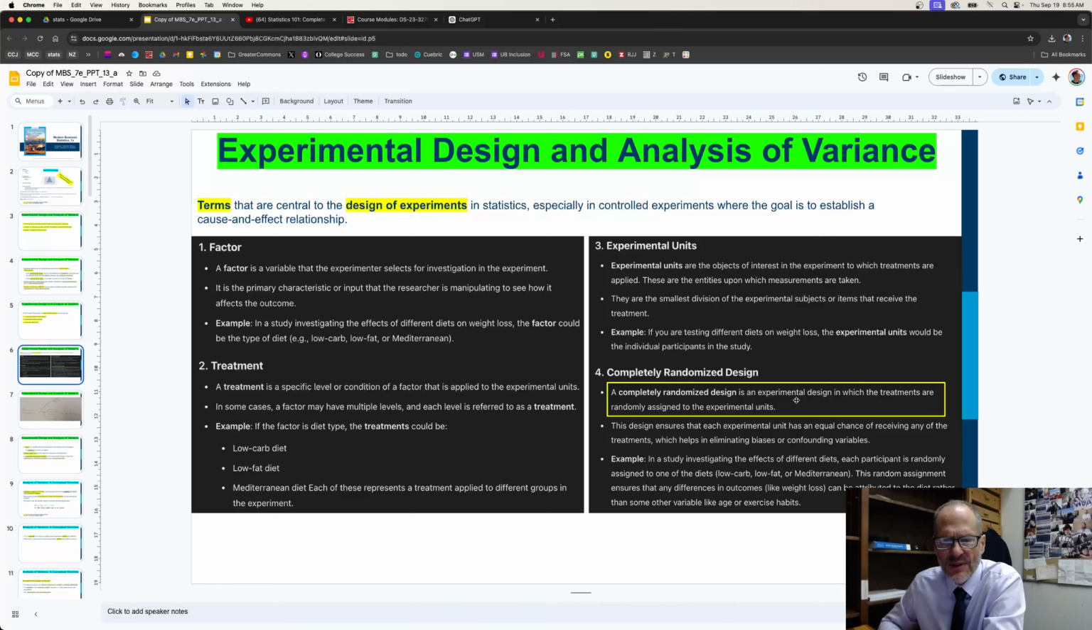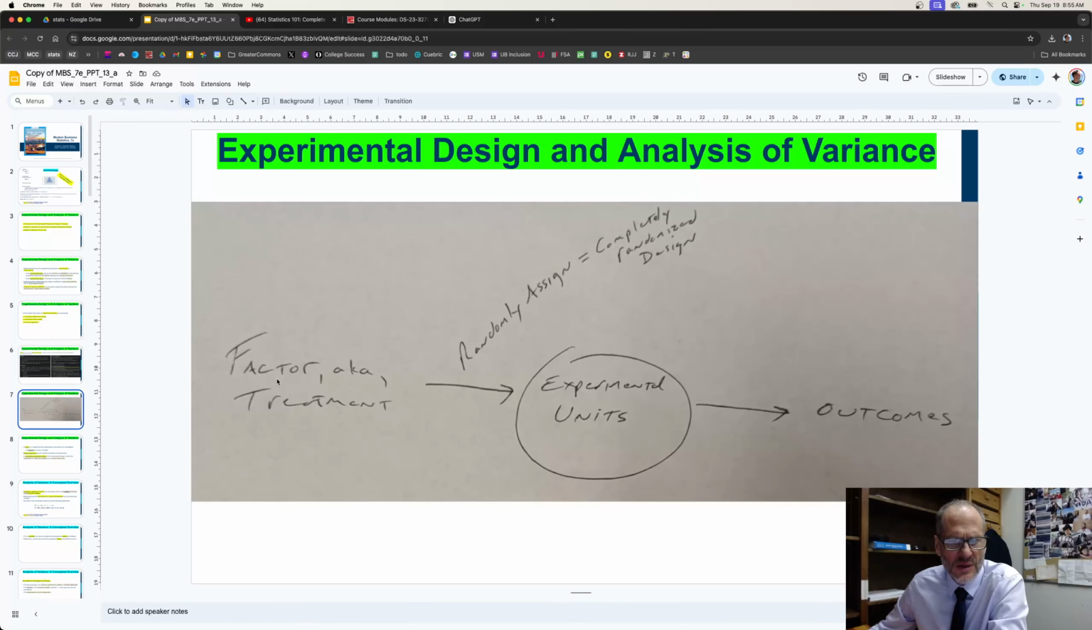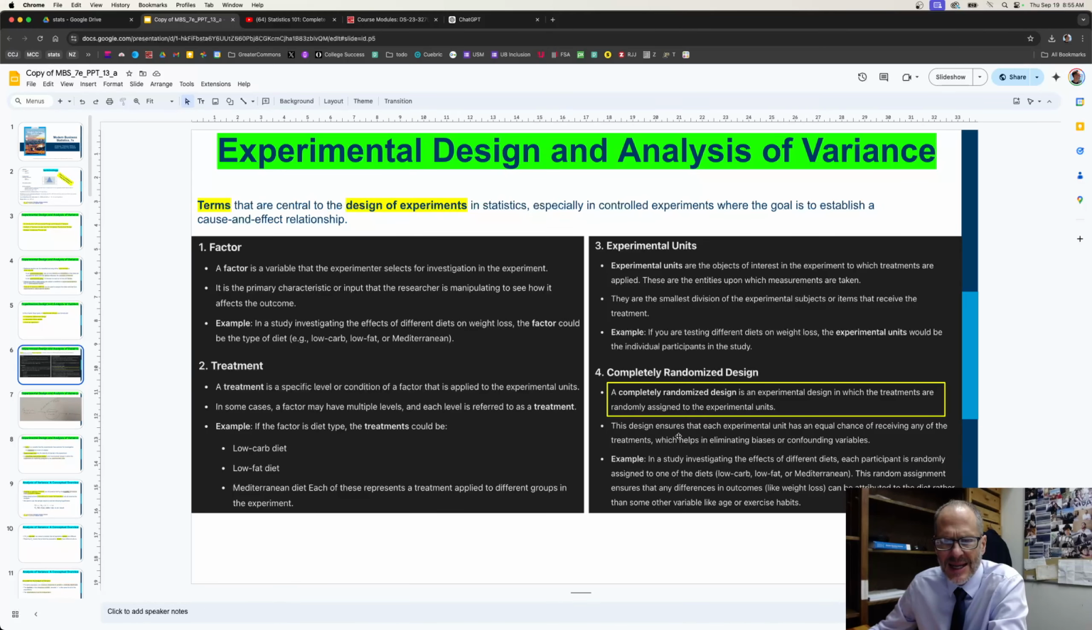And then here's the last phrase, completely randomized design. A completely randomized design is an experimental design in which the treatments are randomly assigned to the experimental units. So the treatments or the factors are randomly assigned to the experimental units, and this is a completely randomized design when you do it that way. This design ensures that each experimental unit has an equal chance of receiving any of the treatments, which helps in eliminating biases or confounding variables.